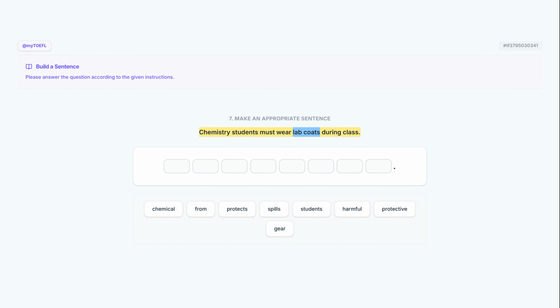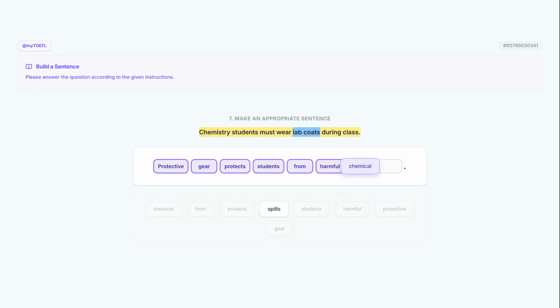First, we place the adjective protective. Then, we add the noun gear. Next, we place the verb protects. After that, we add the object students. Then, we place the preposition from. Next, we add the adjective harmful. After that, we place the adjective chemical. Finally, we add the noun spills.